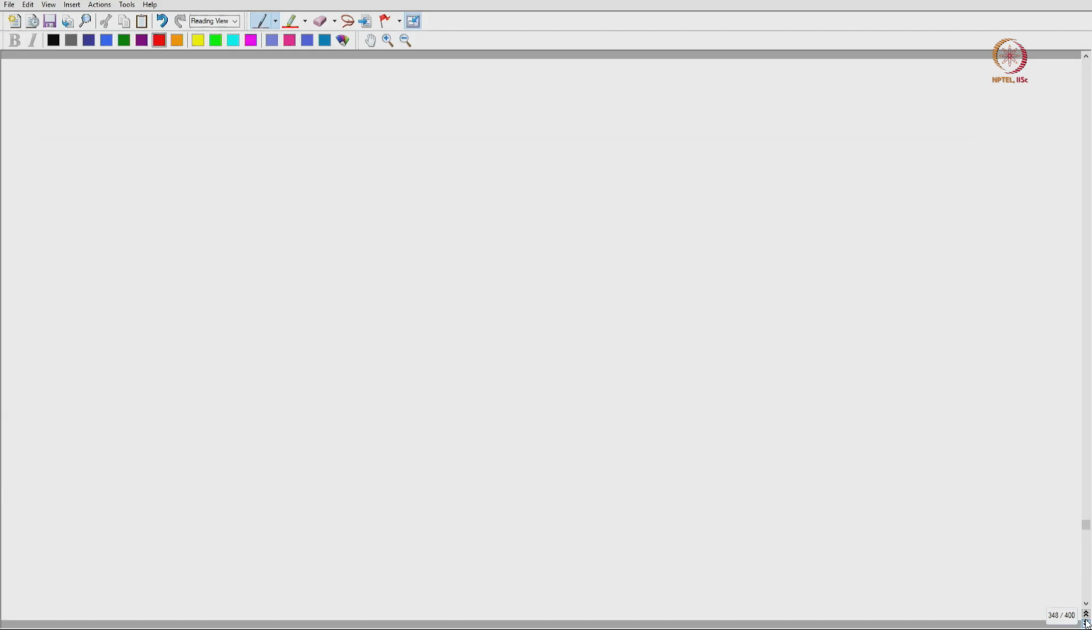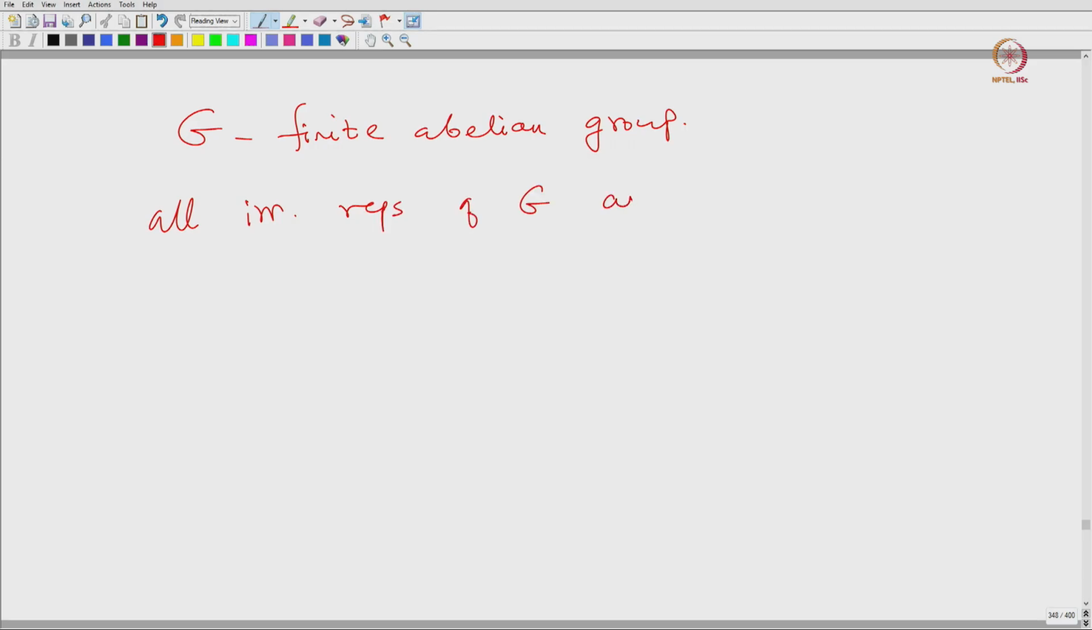Before that, let me make some simple observations. If we start with G being a finite abelian group, then the irreducible characters are the same as group homomorphisms from G to C cross. That is easy to see. From our earlier observation, we have already observed that all irreducible representations of G are one dimensional.